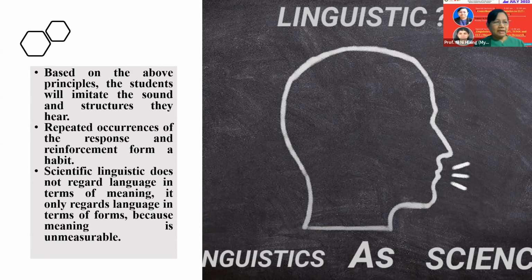Scientific linguistics does not regard language in terms of meaning. It only regards language in terms of forms, because meaning is unmeasurable. Regarding it, learning a language is a matter of establishing the forms into a habit, and it is done by a lot of imitation and exercises, as stated by structuralists.